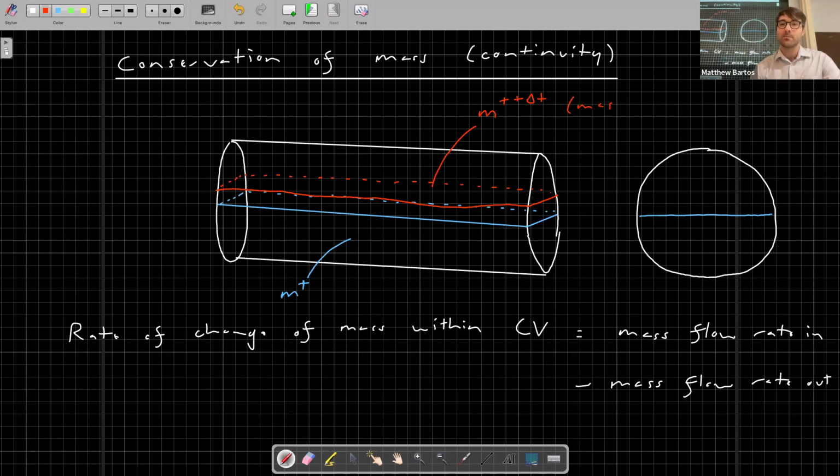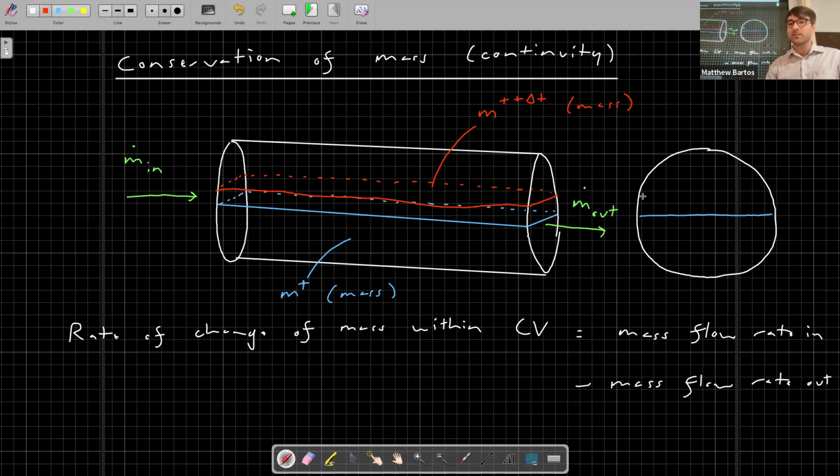Now here this is mass. This here is mass at time t. Okay, so we have some mass at time t. We have some mass a little bit later, mass at time t plus delta t. And we have some mass flow rate in, which I'll call m dot in. We have some mass flow rate out, which I'll call m dot out.